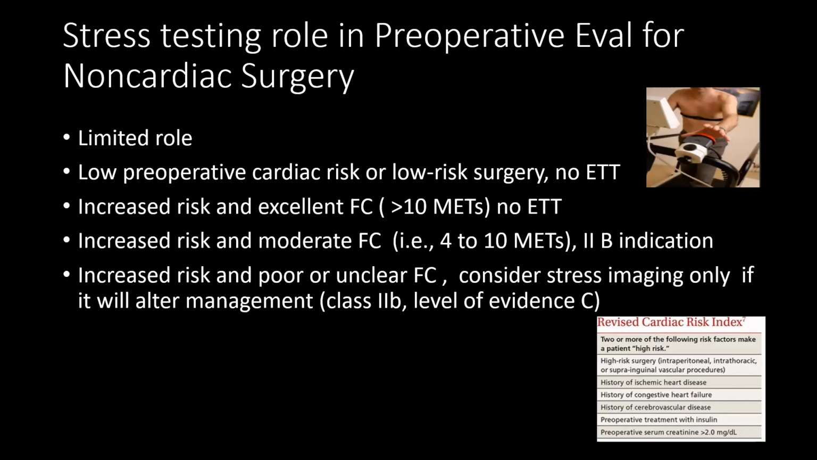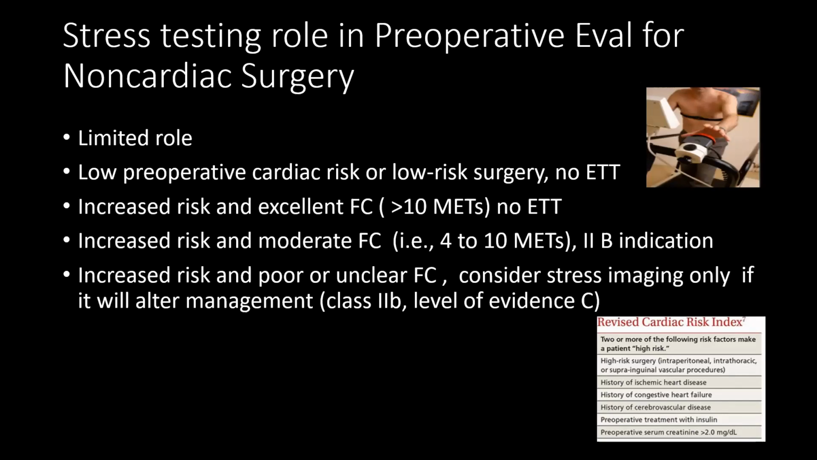Stress testing role in preoperative evaluation in non-cardiac surgery is very limited. Generally, we don't do it in patients that have a low preoperative cardiac risk or undergoing low-risk surgery. Exercise treadmill testing is not indicated in those cases. Those patients that have an increased risk of a perioperative event but have an excellent functional capacity, that means functional capacity greater than 10 METs, again, there is no indication for undergoing exercise treadmill testing.